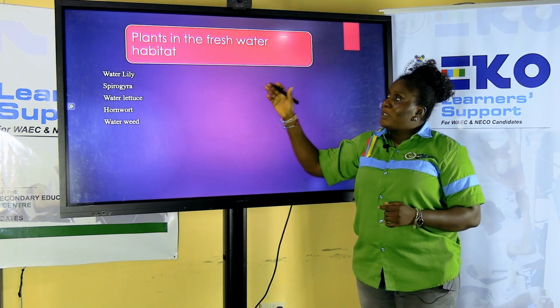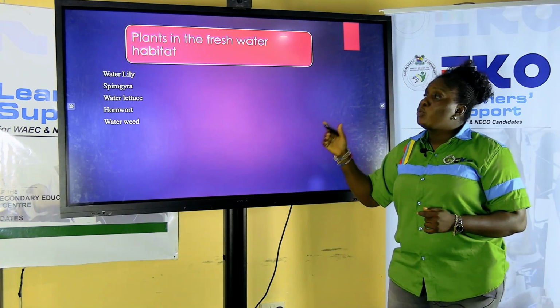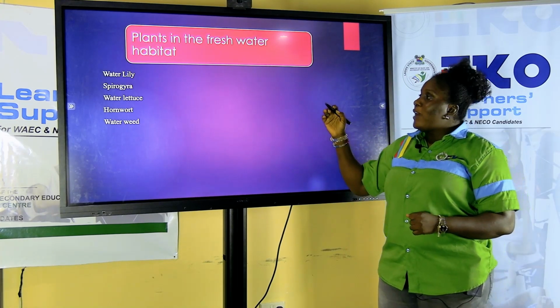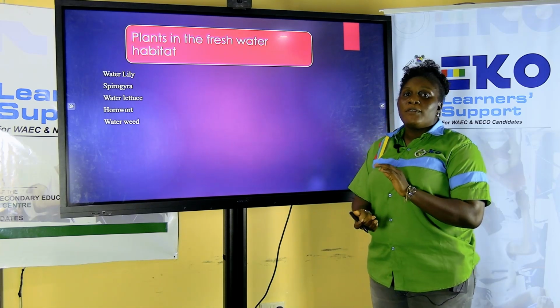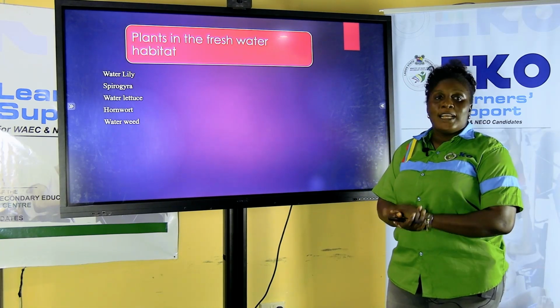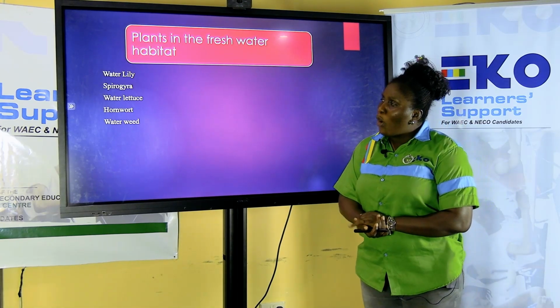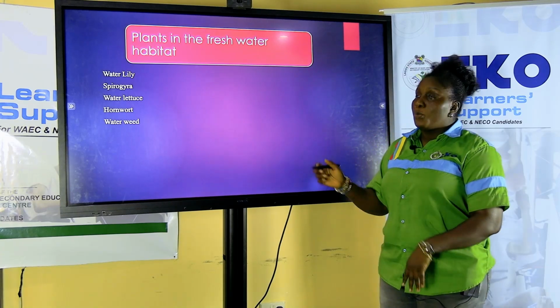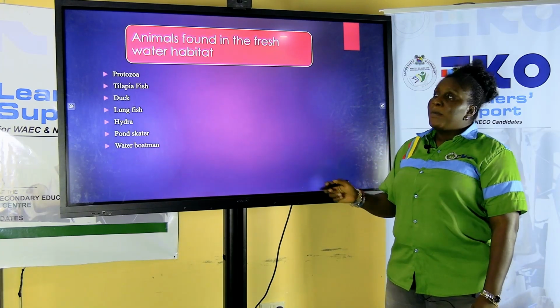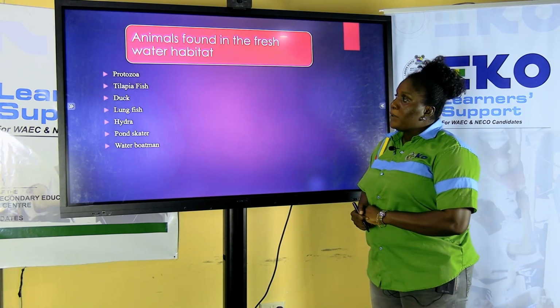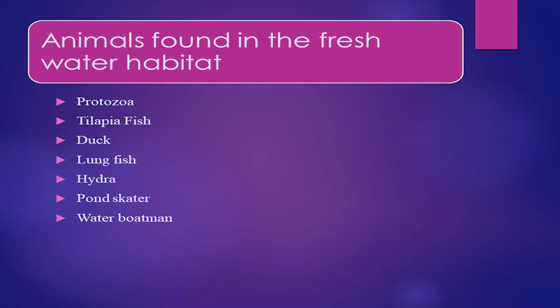Now, what are the plants found in freshwater habitats? We have the water lily, spirogyra, water lettuce, water weed, hornwort, and duckweed. Animals found in freshwater habitats include the tilapia fish, hydra, protozoa, pond skater, and water boatman.